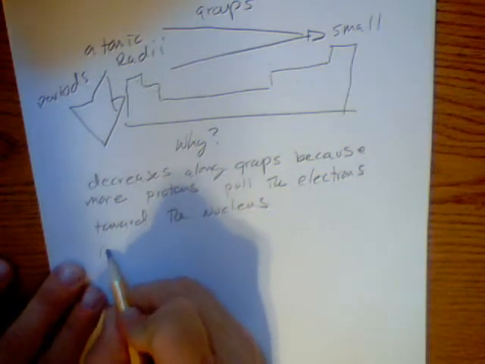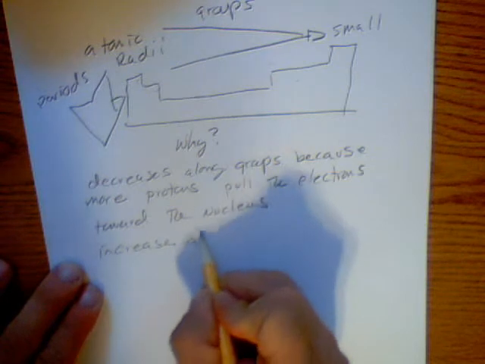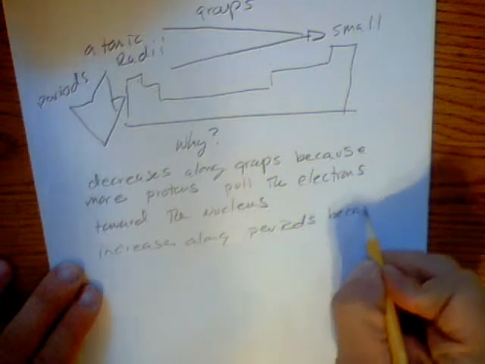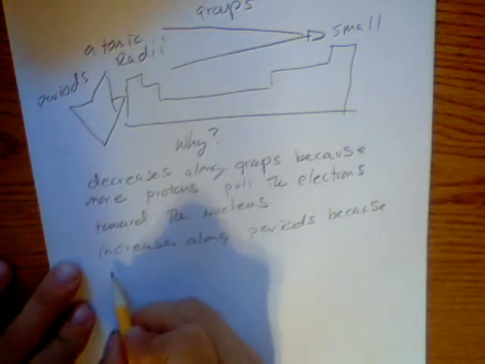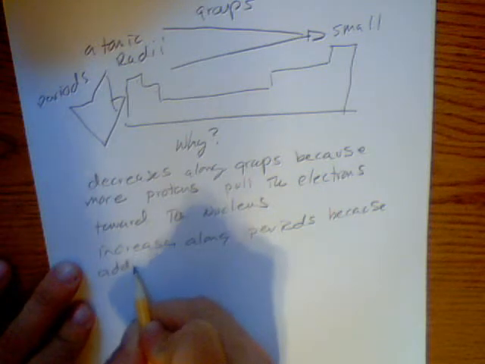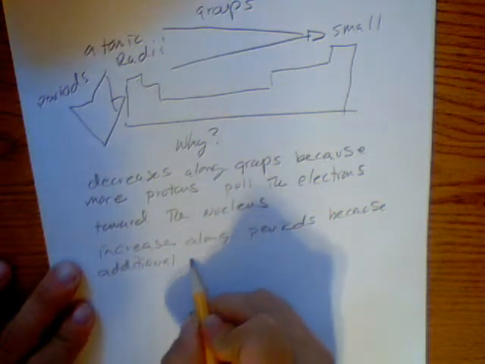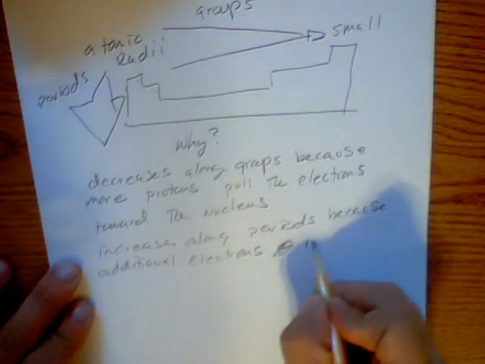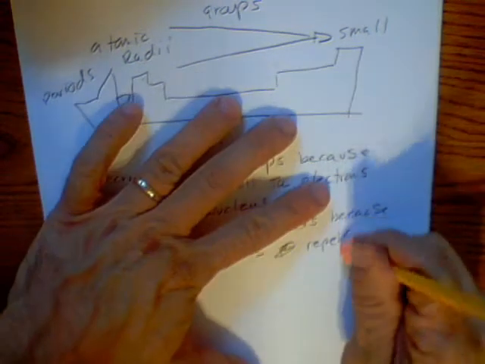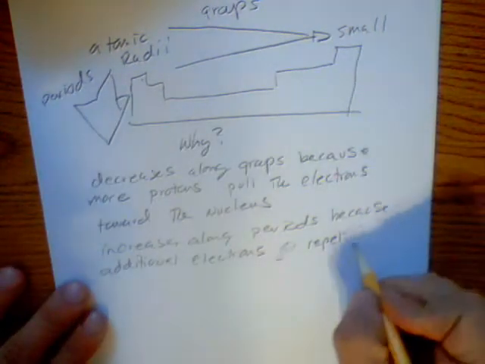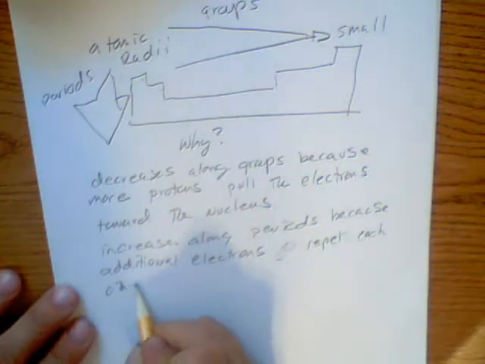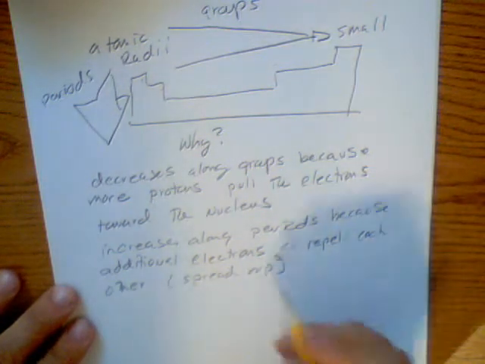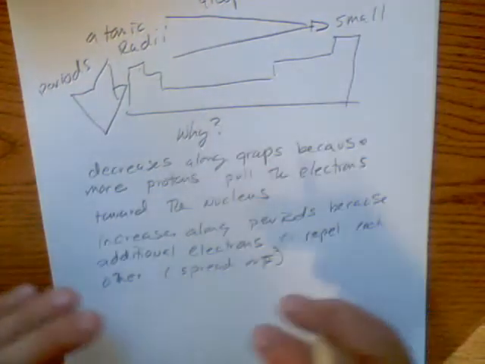Atomic radii increases along periods because additional electrons repel each other. Alright, and then whenever that happens, they spread out, because they spread out because they're repelling one another.